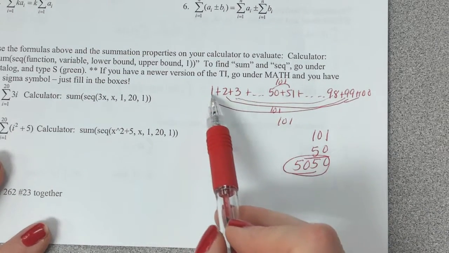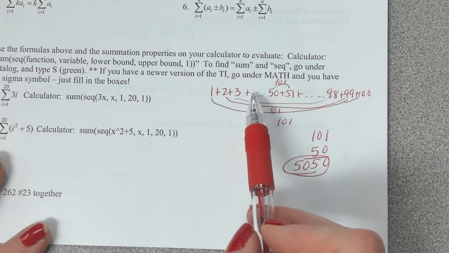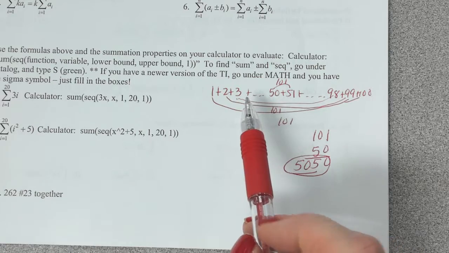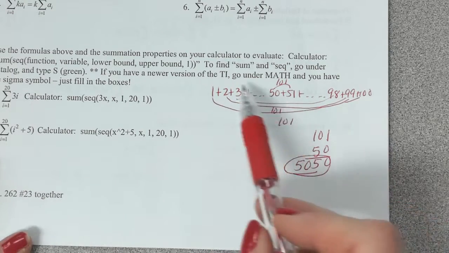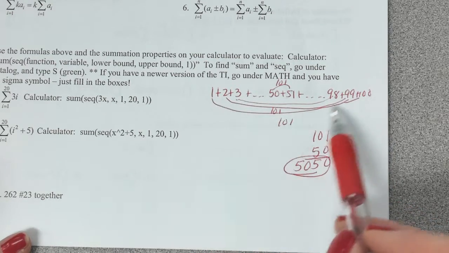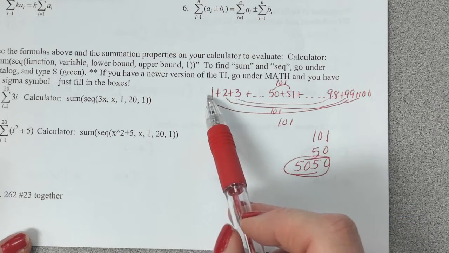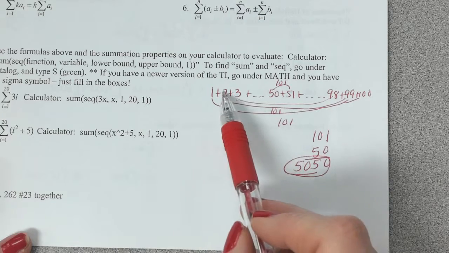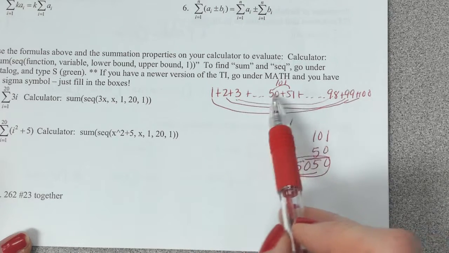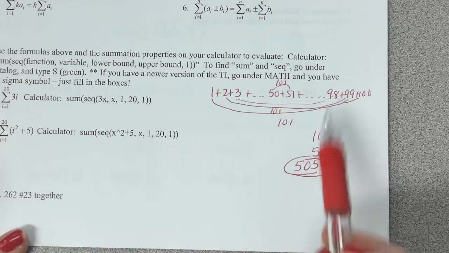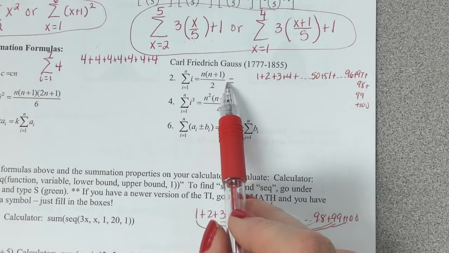He didn't take the time to literally add up all of these numbers. See, the key to doing well in math and even on the ACT a lot of times has to do with noticing patterns. Like he noticed that this pattern held true, that if he added up the first number and the last number, these two, and then paired them up like that, he was going to have 50 pairs of 101. That's really what this formula is.